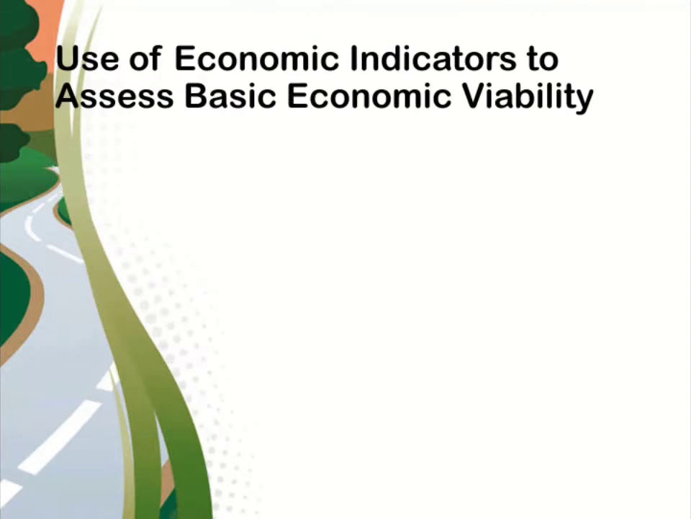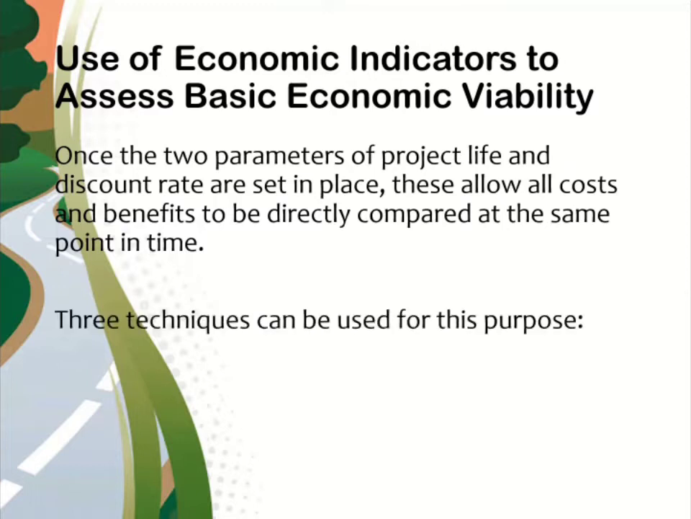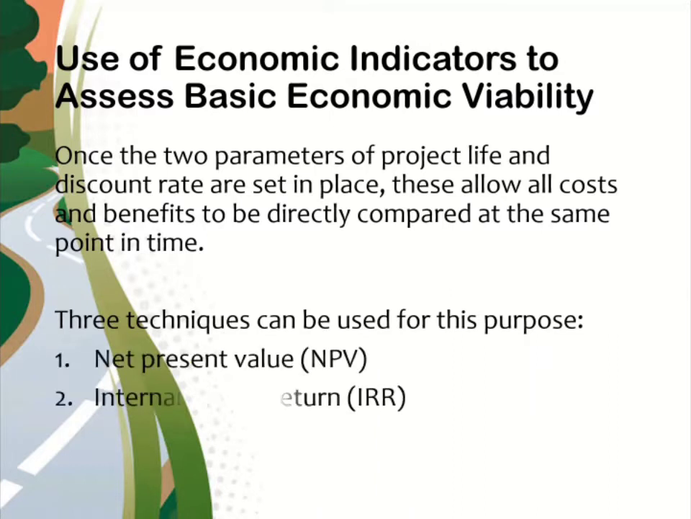Next is the use of economic indicators to assess basic economic viability. Once the two parameters of project life and discount rate are set in place, these allow all costs and benefits to be directly compared at the same point in time. There are three techniques that can be used for this purpose. First is the net present value, or the NPV. Second is the internal rate of return, or the IRR. The third is the benefit over cost ratio, or the B over C.